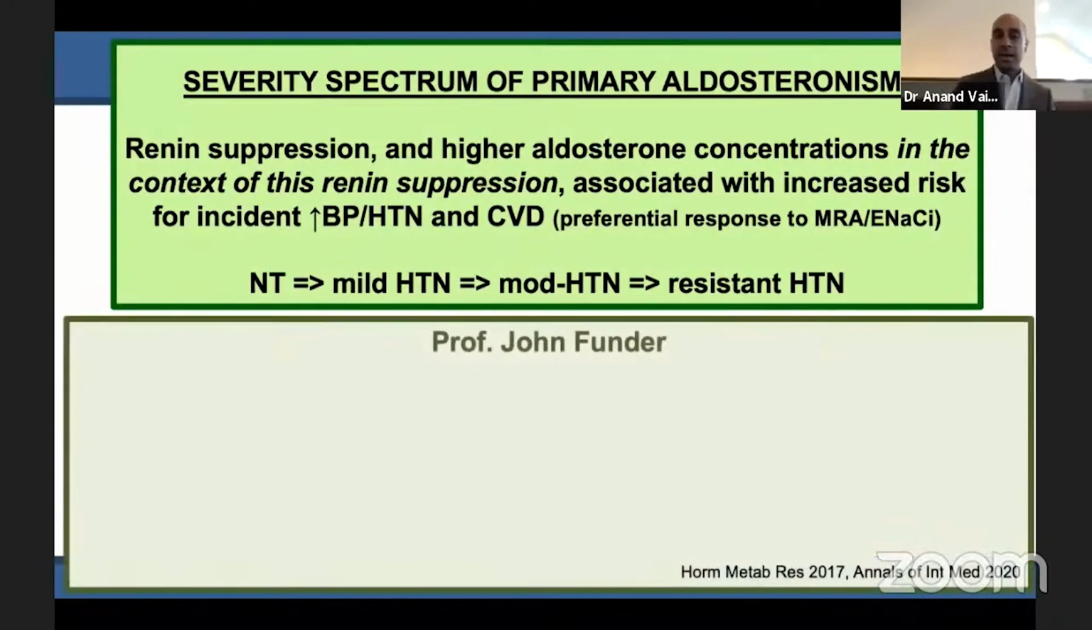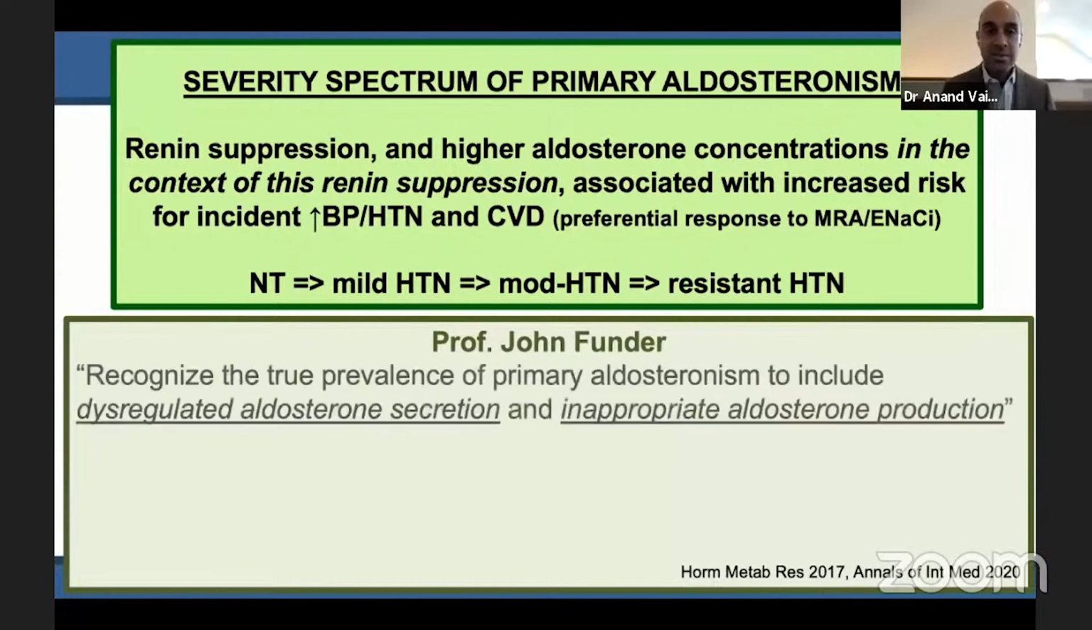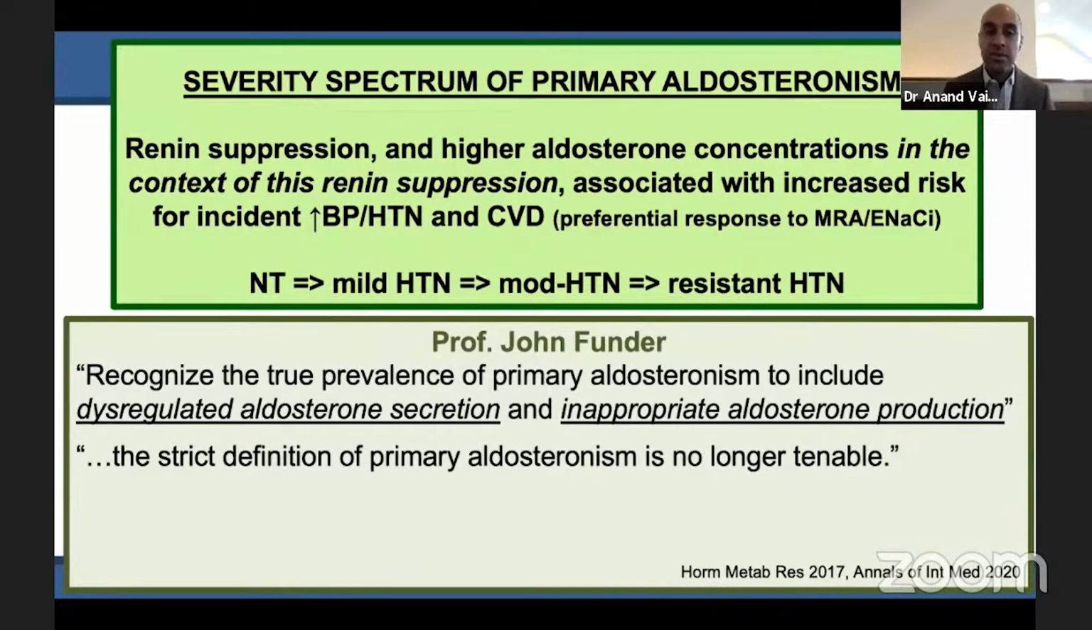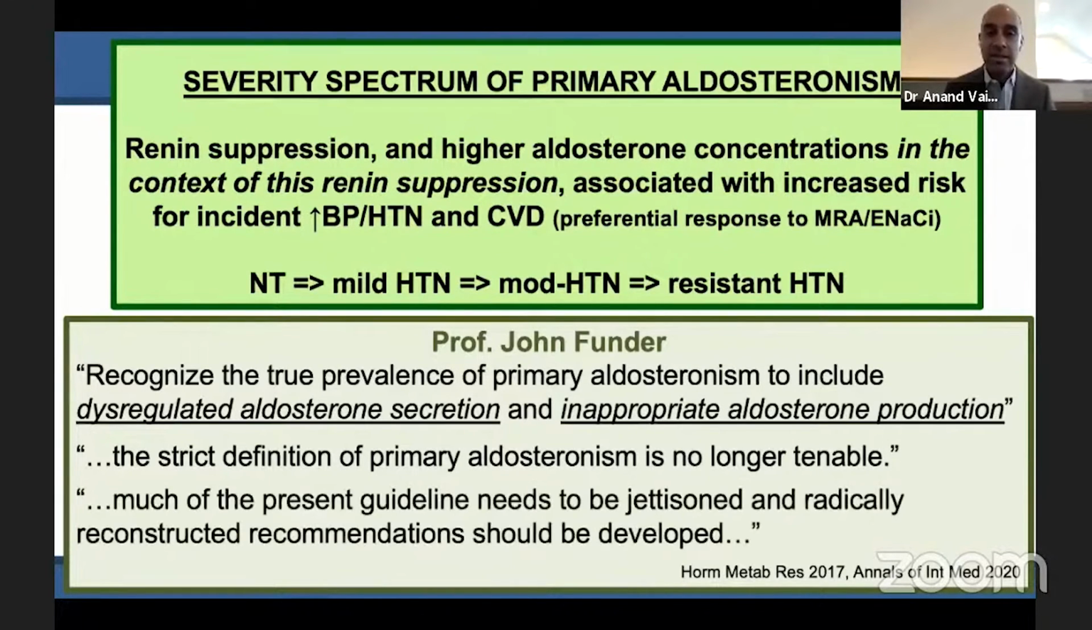Okay, so this is what Dr. Funder, who is the chair of the hypertension and primary aldosteronism guidelines, has described as a need to recognize the true prevalence of primary aldosteronism, to include dysregulated or inappropriate aldosterone production, to discard the strict definition of primary aldosteronism, and to change the guidelines, to radically reconstruct recommendations. And I think they are working on changing the primary aldosteronism guidelines for the Endocrine Society right now.